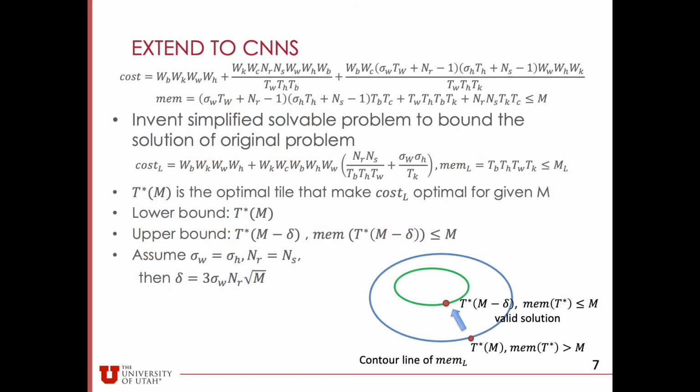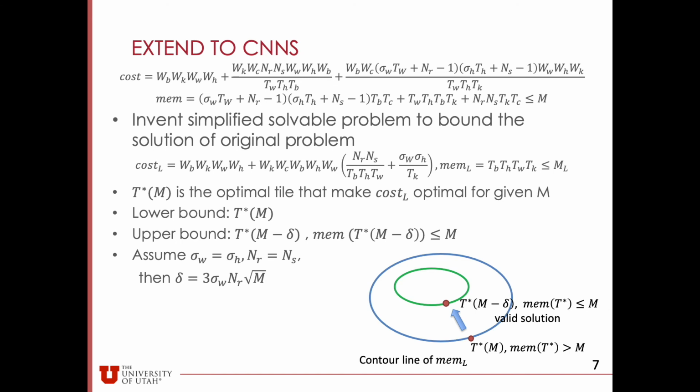We can use the same method to build the distributed algorithm for CNN, and we will briefly go over the necessary key points for extension. The optimization problem of CNN is too complex to find an analytical solution. Therefore, we create a simplified problem which is solvable. We will use this simplified problem to create a lower bound and an upper bound for the optimal solution of the original problem.